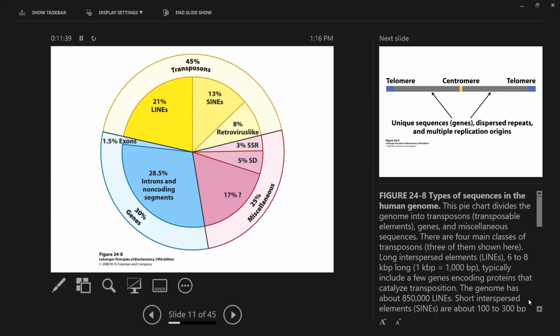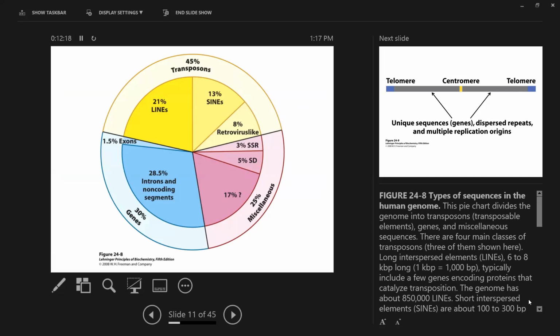If you look at the amount of DNA in the human genome that actually encodes protein, it's really small. It's less than 2% of the whole genome. Seems like such a waste of space. So 30% of your DNA encodes genes, but of that, a small fraction ends up being exons. Most of it is introns and regulatory sequences.